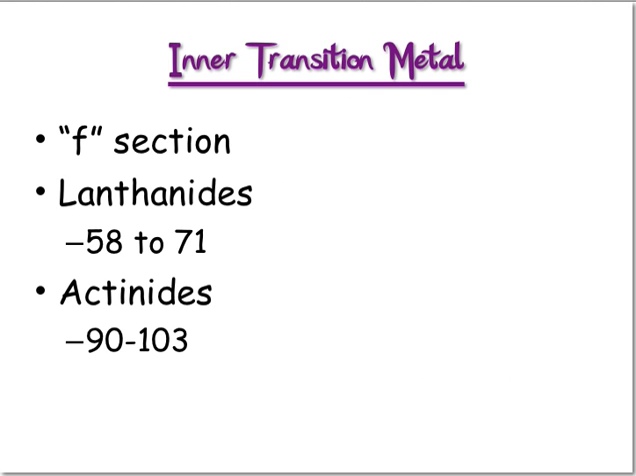The inner transition metals, those were the guys way down at the bottom. We said they were the F section, and each row has a special name. The lanthanides are elements 58 to 71. They get their name because they attach to lanthanum. And then the actinides are numbers 90 through 103, and they get their name because they're attached to actinium, sorry.